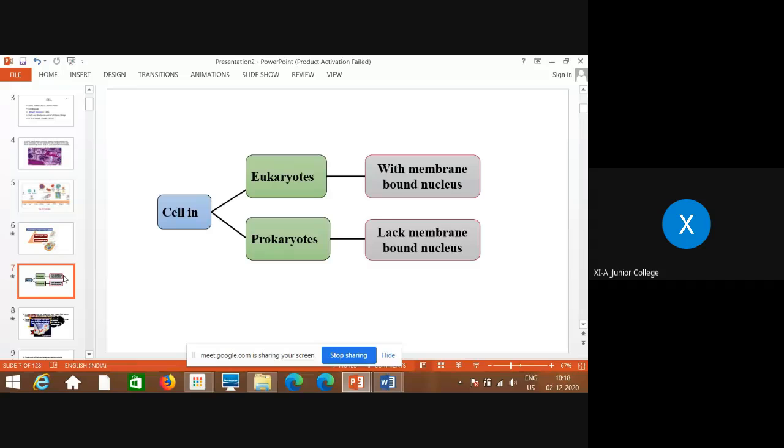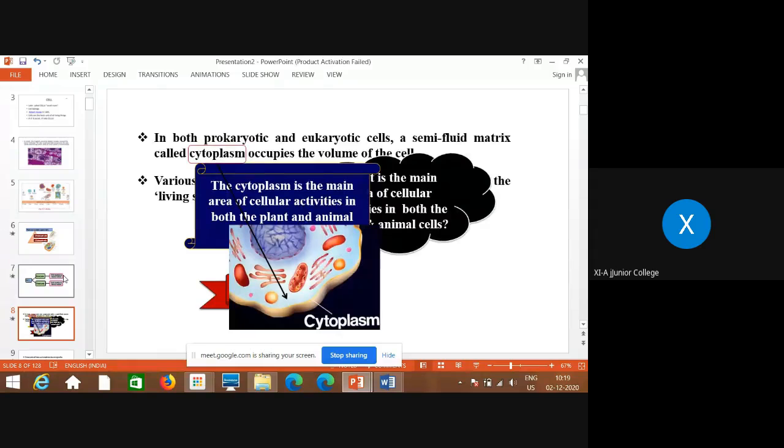That is, prokaryotes or prokaryotic cells lack a membrane bound nucleus, whereas eukaryotic cells, eukaryotes, have a membrane bound nucleus. Not only the nucleus, but so many organelles present in the cells show a membrane in the case of eukaryotes, whereas they lack a membrane in the case of prokaryotes. So this is the basic difference everybody needs to understand and remember also.